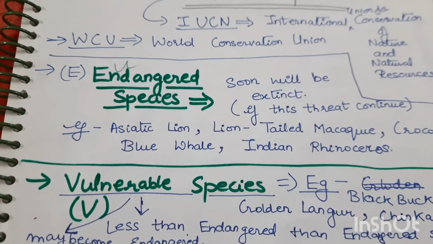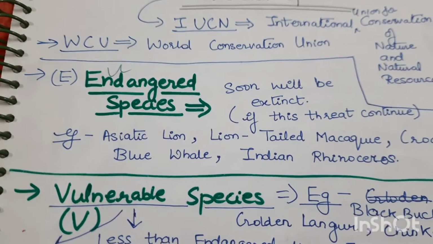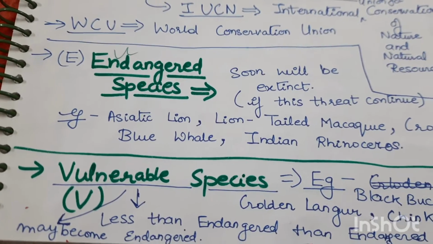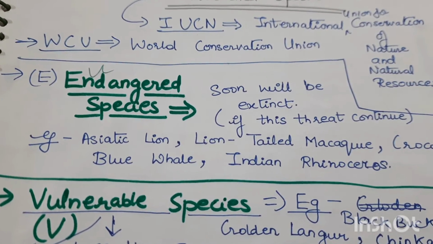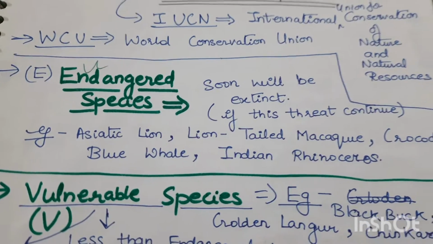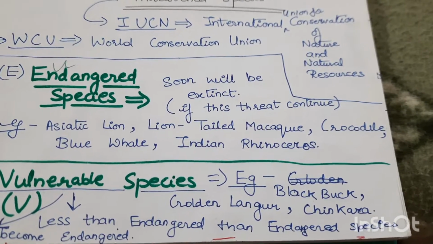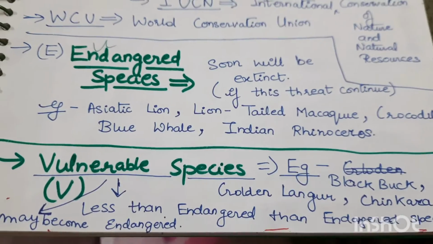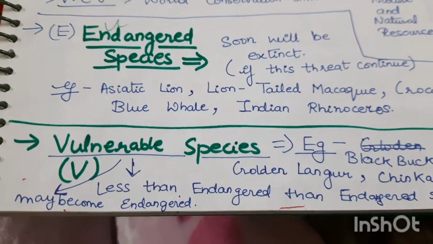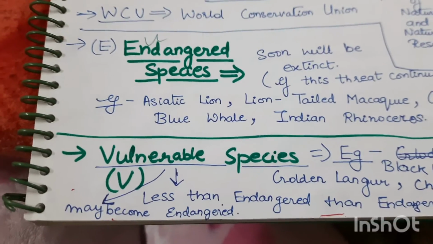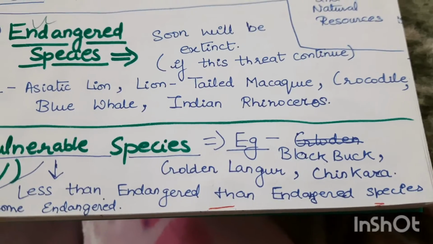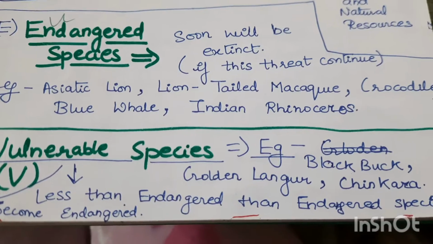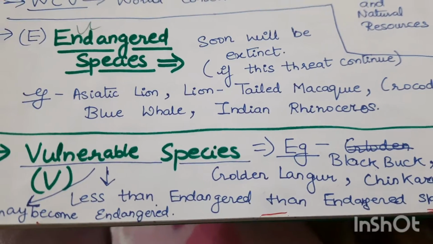Now coming to number one, endangered species, which are soon to become extinct if the threat continues. So this is not extinct, but it will soon become extinct. Examples are Asiatic lion, lion-tailed macaque, crocodile, blue whale, Indian rhinoceros. Okay. Next is vulnerable species. Vulnerable species are less than endangered, but if the threat continues, then they will become endangered species. Examples you have to learn are black buck, golden langur and chinkara. So these are the Indian ones.